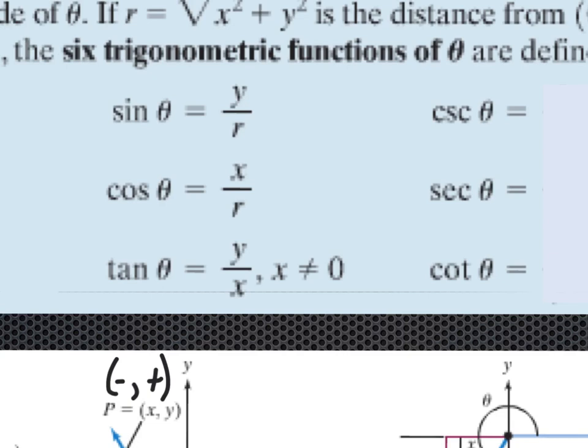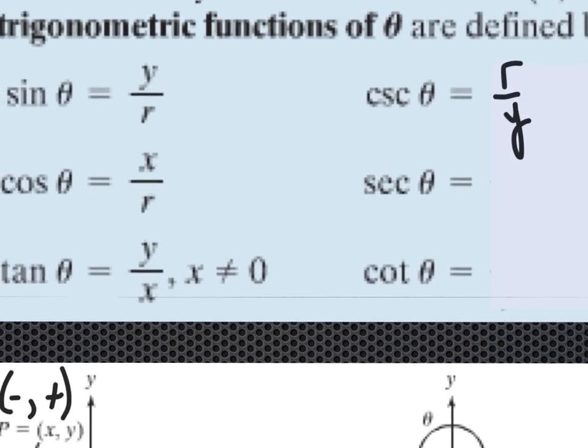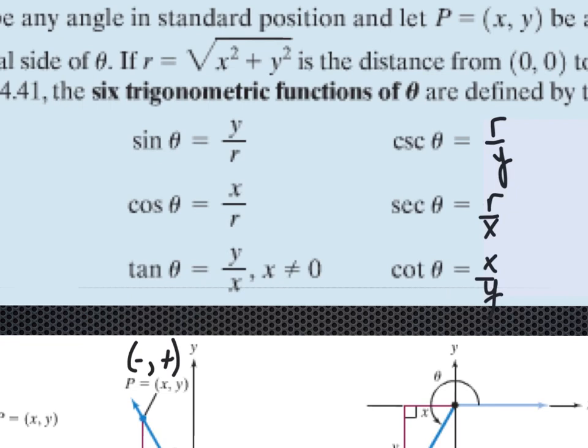The cosecant is the reciprocal of sine. So instead of y over r, it's going to be r over y. The reciprocal of cosine is our secant. Instead of x over r, it's going to be r over x. And our cotangent, you guys already know. If tangent is y over x, cotangent is x over y. Now, how to find the r? It's just the Pythagorean theorem. It's always going to be your hypotenuse.